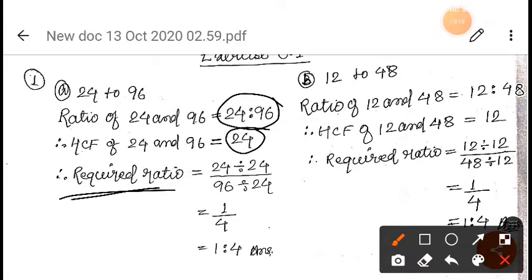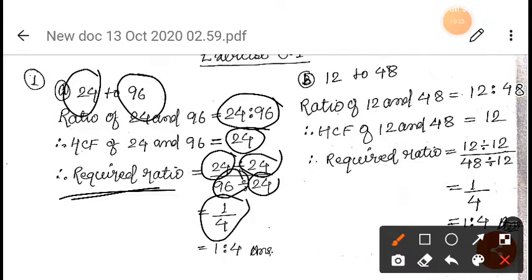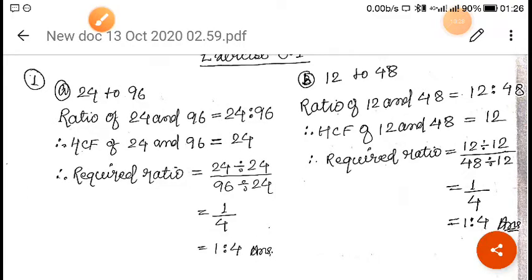Now the required ratio will be, we just have to divide this with 24 and this with 24. As you can see, I have divided 24 with this and 96 with this. So what we have got is 1 by 4. So it can be written as 1:4. So this is the ratio. Okay, I hope you have understood this, right?